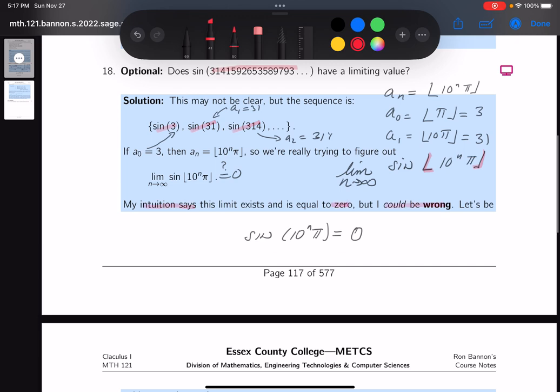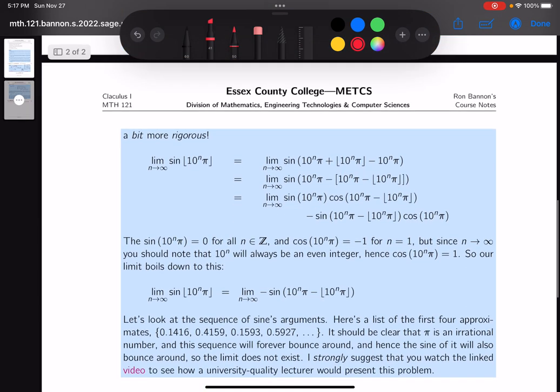All right, let's be a little more precise, by the way. So what I did over here is I just wrote down something like this: 10 to the n pi, plus the floor of 10 to the n pi, minus 10 to the n pi. I hope it can be agreed upon that this is simply just the floor of 10 to the n pi. Nothing's changed over there, all right? So the arguments are the same, which is good.